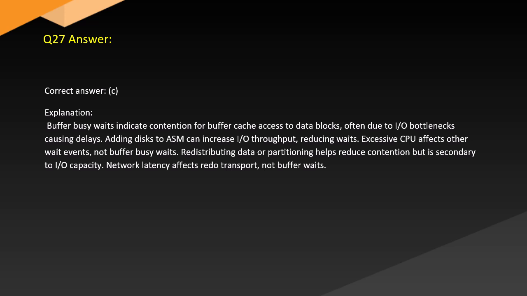Answer. Correct answer: C. Explanation. Buffer busy waits indicate contention for buffer cache access to data blocks, often due to I/O bottlenecks causing delays. Adding disks to ASM can increase I/O throughput, reducing waits. Excessive CPU affects other wait events, not buffer busy waits. Redistributing data or partitioning helps reduce contention but is secondary to I/O capacity. Network latency affects redo transport, not buffer waits.